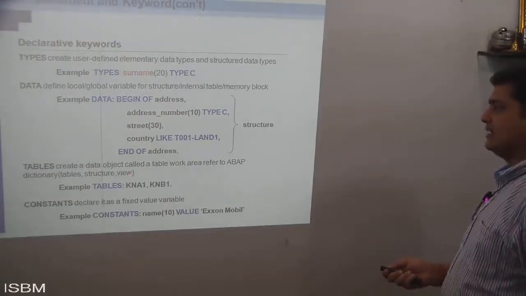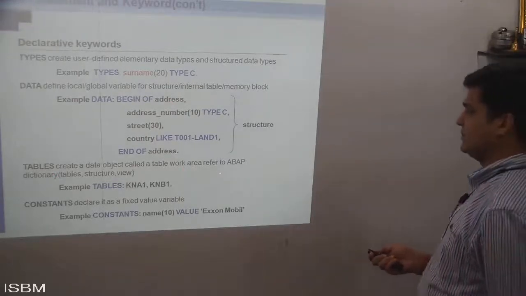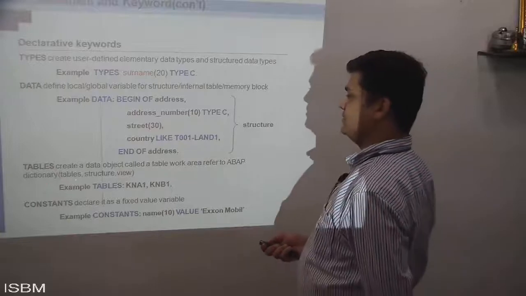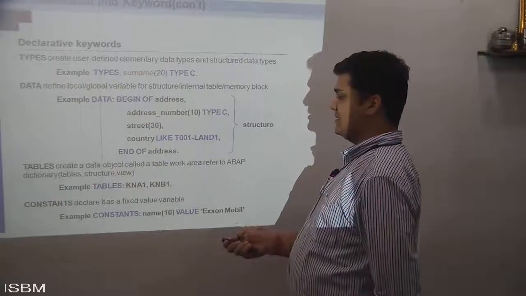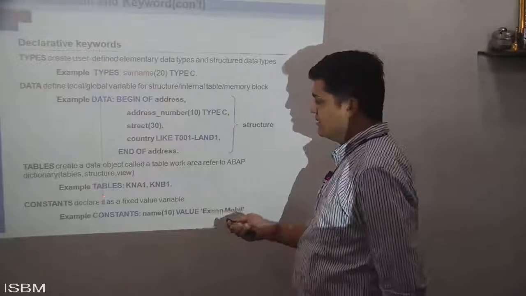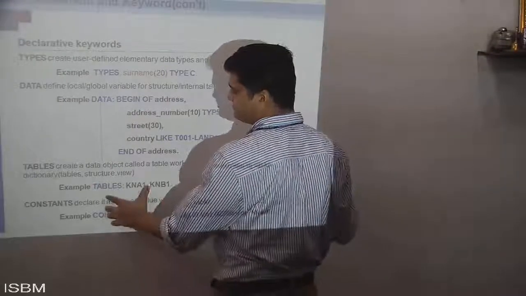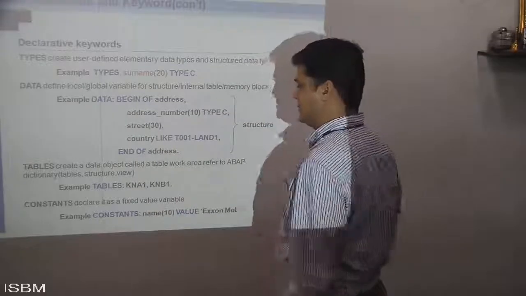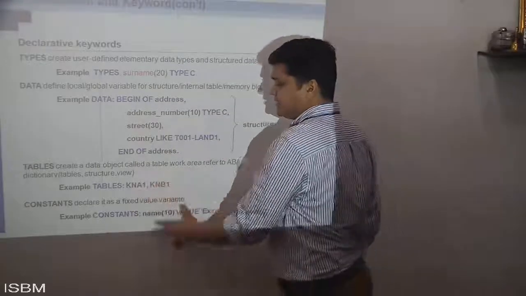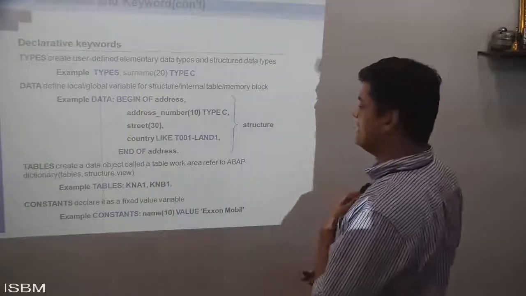So TABLES creates a data object called a table work area, referring to the ABAP dictionary table or structure view. Here you can see this is an example of TABLES. They have defined the tables. This is nothing but a work area, in which data is stored temporarily. So TABLES KNA1, KNB1.